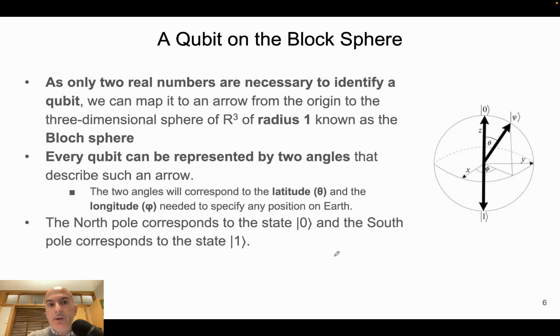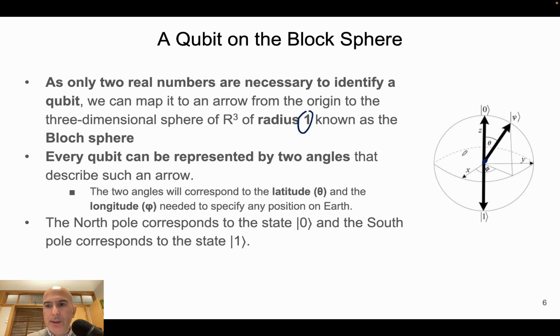So as only two real numbers are necessary to identify a qubit, we can map our qubit to an arrow from the origin, that is here, to the three-dimensional sphere of radius 1.